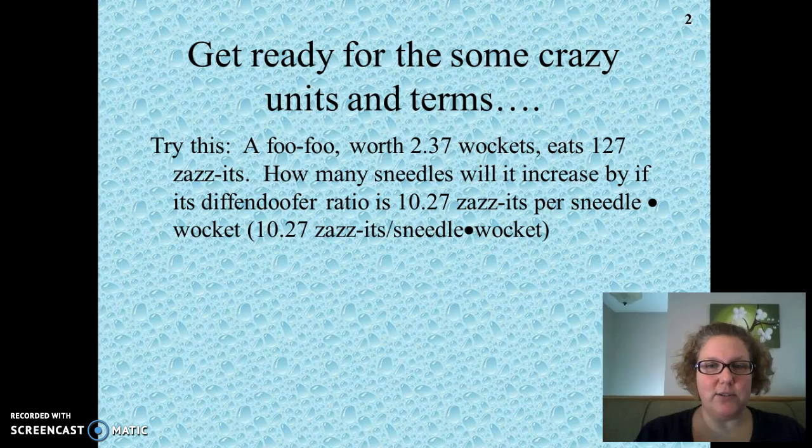So write down what you're given, what you're asked for, and set this up as a fraction because you're going to use it as a conversion factor. Remember, you can flip it upside down if needed. So just pause and try it.